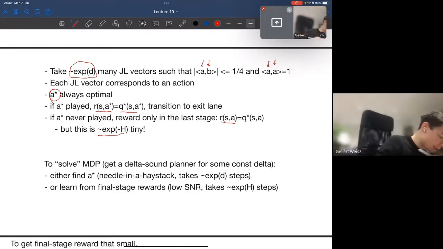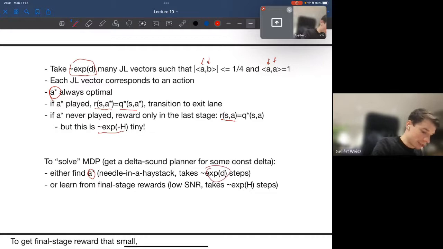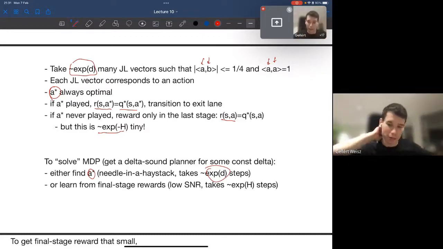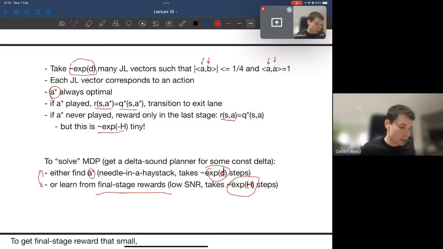Cool. So that's exactly what I was going to say next: if you want to solve this MDP, basically get any policy that doesn't just give you near 0 reward and has a big gap, for any delta sound planner with a small constant delta, you either need to find A star, which is one of exponentially many different actions. You need to stumble across it, and that's going to be very difficult, you have to basically try everything. Or you have to learn from final stage rewards, but they have a low signal to noise ratio, and these Bernoullis with tiny expectation decay exponentially in H steps. That's how you end up with the minimum of D and H, because if you can do either of these two, you're done. But they are both exponentially hard in D or H. Okay, that's the idea.